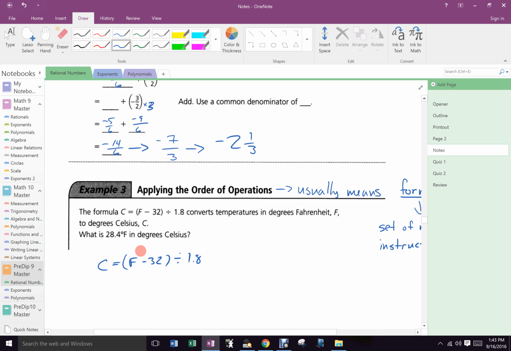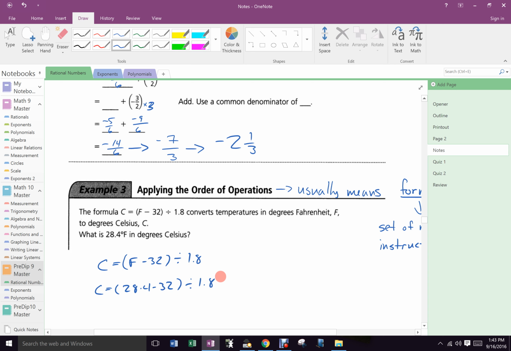So what does that mean? What do I know here? I've got how many unknown values? 2, C and F. But I know one of them is what? F is 28.4. So what can I write there instead of F? 28.4 minus 32 divided by 1.8.